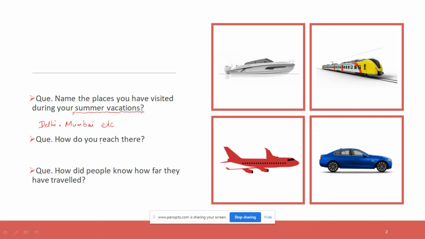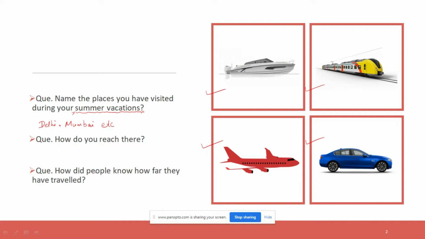Can you tell me how you reach there? How do you reach Delhi? Or if you want to travel to Mumbai, how do you reach Mumbai? You can write your answer in the chat box. Yeah, right. So we generally travel by airplanes. Generally, we use our cars or trains or even ships also.